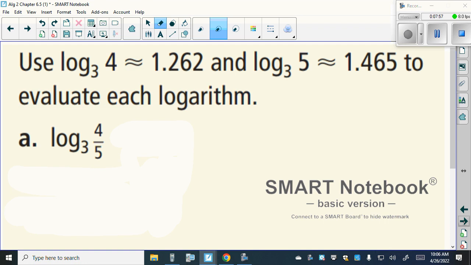Okay. Let's look at a few more of these here, and then we'll move on to the next part. So here we have log base 3 of 4/5. Well, we can rewrite this as log base 3 of 4 minus log base 3 of 5, because whenever we have something being divided inside the log, we can rewrite it as subtraction.